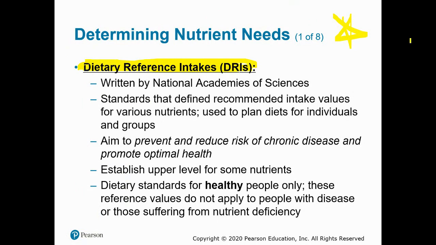The Dietary Reference Intake Values are written by a group of experts called the National Academies of Sciences. The full name is the National Academies of Sciences, Engineering, and Math. They were formerly called the Institute of Medicine, so sometimes you might hear Institute of Medicine referring to the same group of experts. The Dietary Reference Intake Values are a set of standards that define recommended intake values for various nutrients. So they are basically the recommended daily intake amounts for our different nutrients. Pretty much all of the nutrients that we'll learn about in this class have recommended intake values.